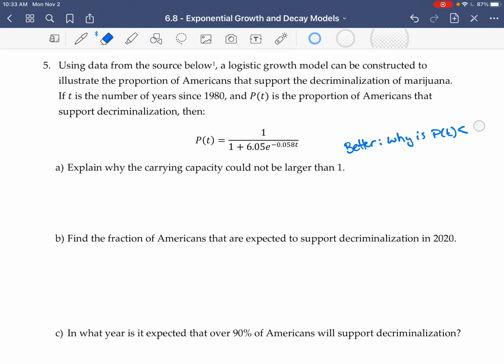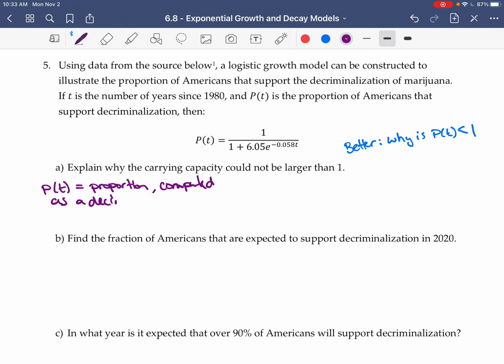Okay, so essentially, why is the carrying capacity 1 here? So first of all, P of t is a proportion. So it's like a percentage, but it's going to be computed as a decimal. Okay, so you can't have more than 100% of your population supporting decriminalization. That doesn't make sense.